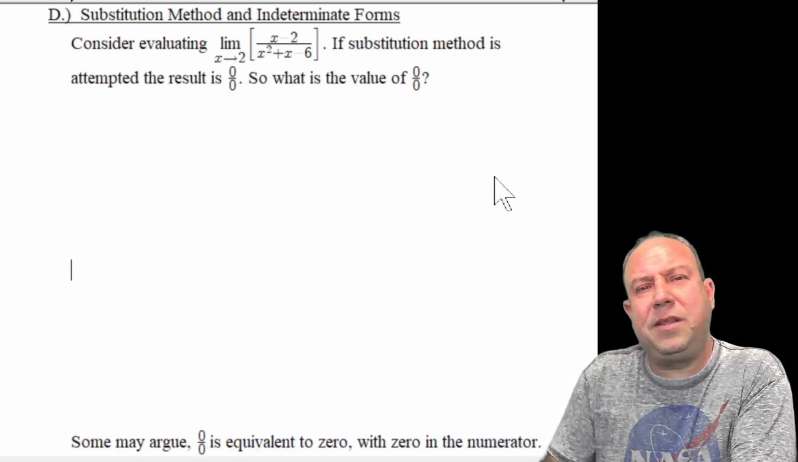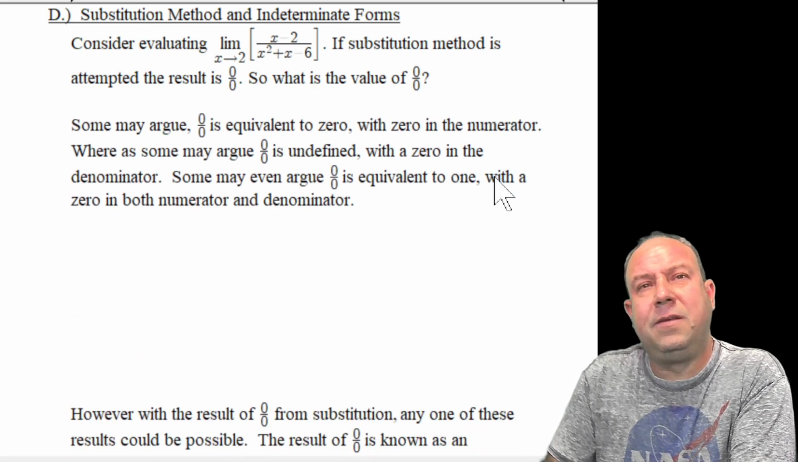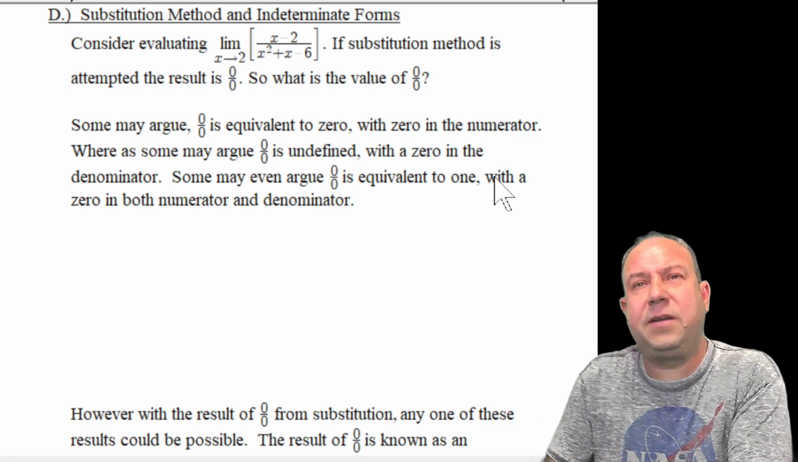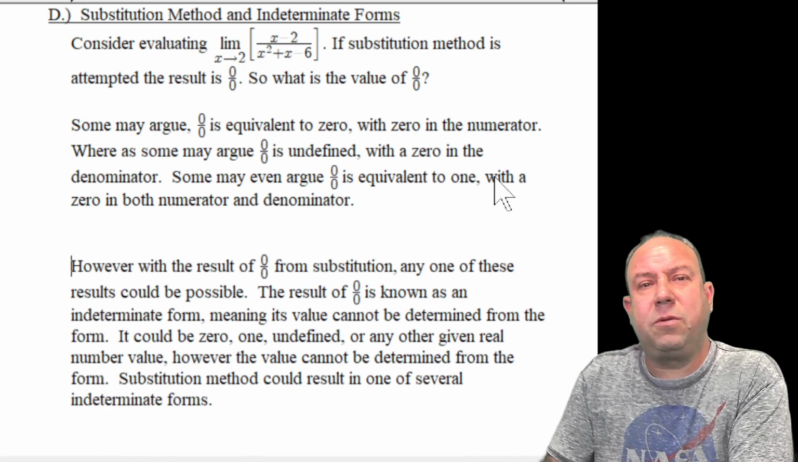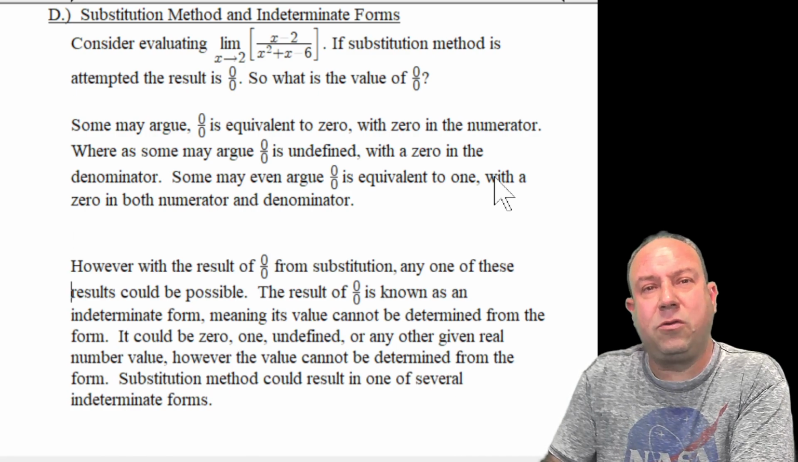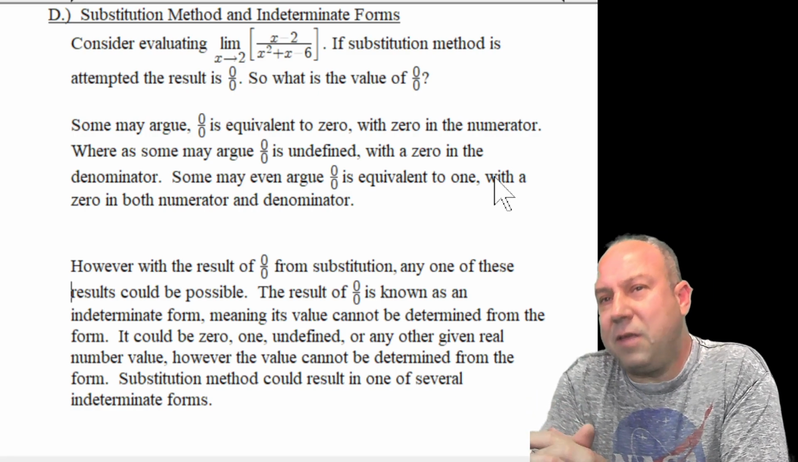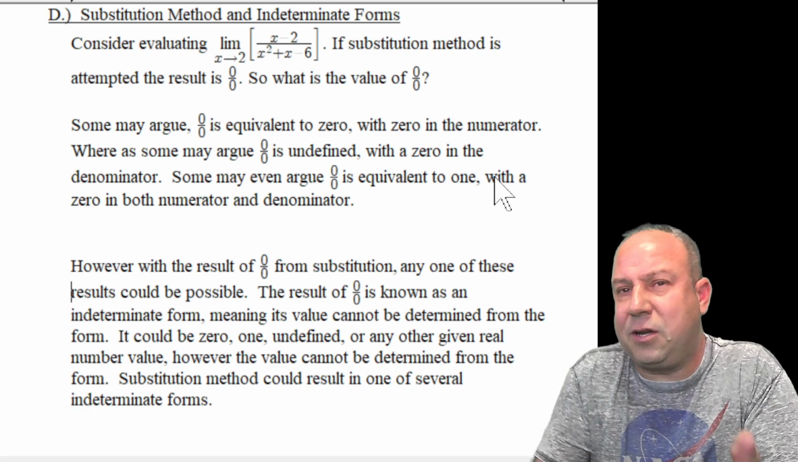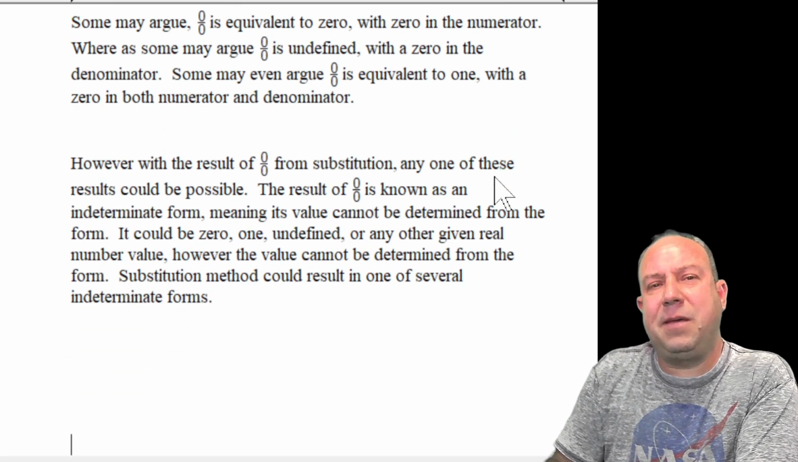Now, I get a bit into that explanation here, right? Some may argue 0 over 0 is 0, or they might say it's 1, or it's undefined. However, none of those are necessarily true, and any one of those results could be possible, right? And that result is known as the indeterminate form, and you can see all that.